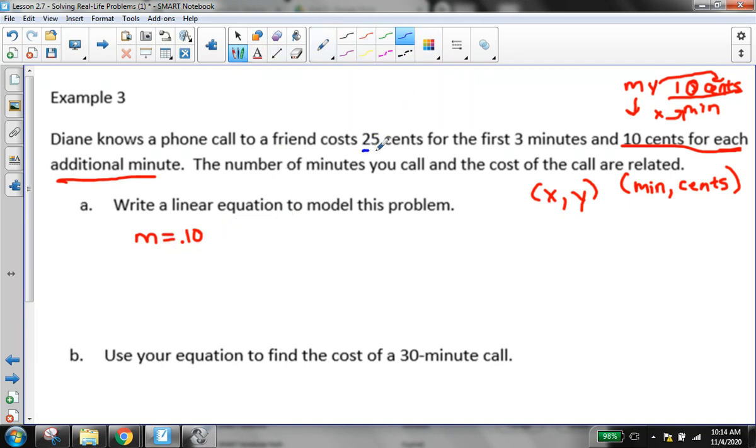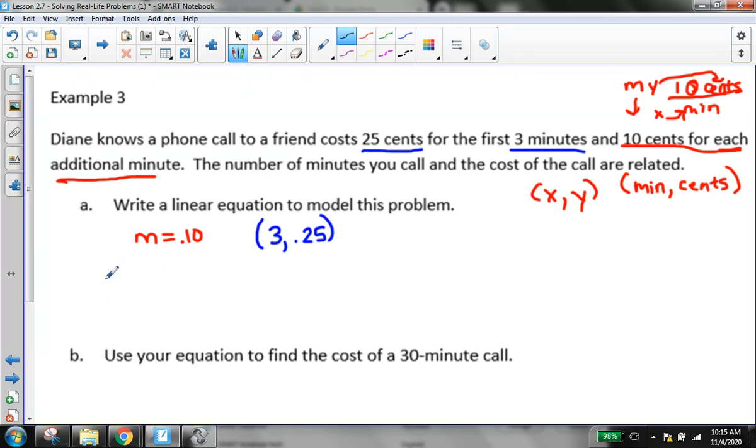I know it's 25 cents for the first 3 minutes. So to get that, that looks like it's a point. So that means I have 3 minutes and it's going to cost me 25 cents. Since I stuck with a decimal for my slope, I have to stick with a decimal over here for whenever I'm writing the money portion of it as well. All right, so I have a point and I have a slope. So I could technically go with slope-intercept form, but you know what?